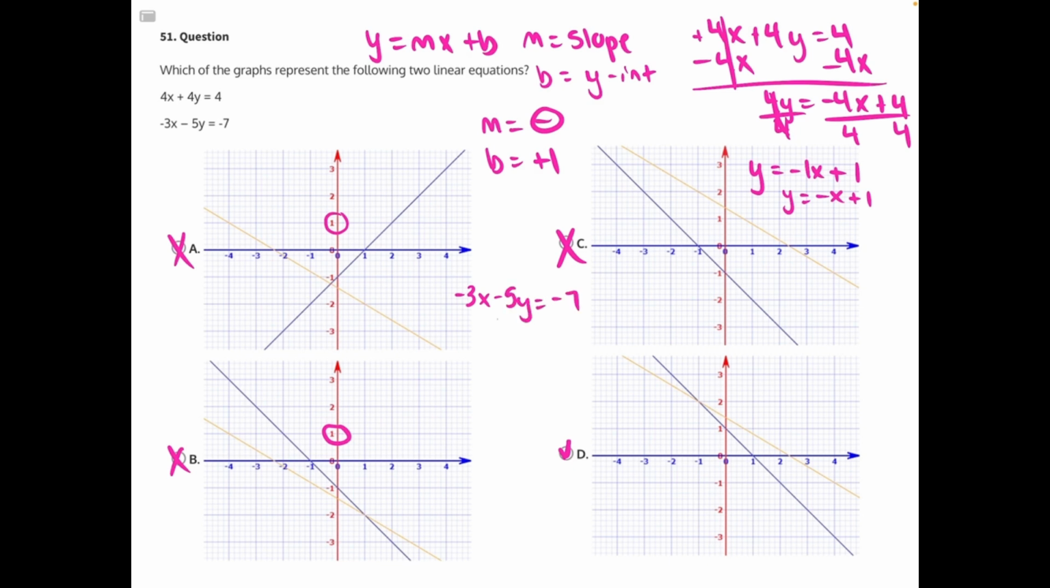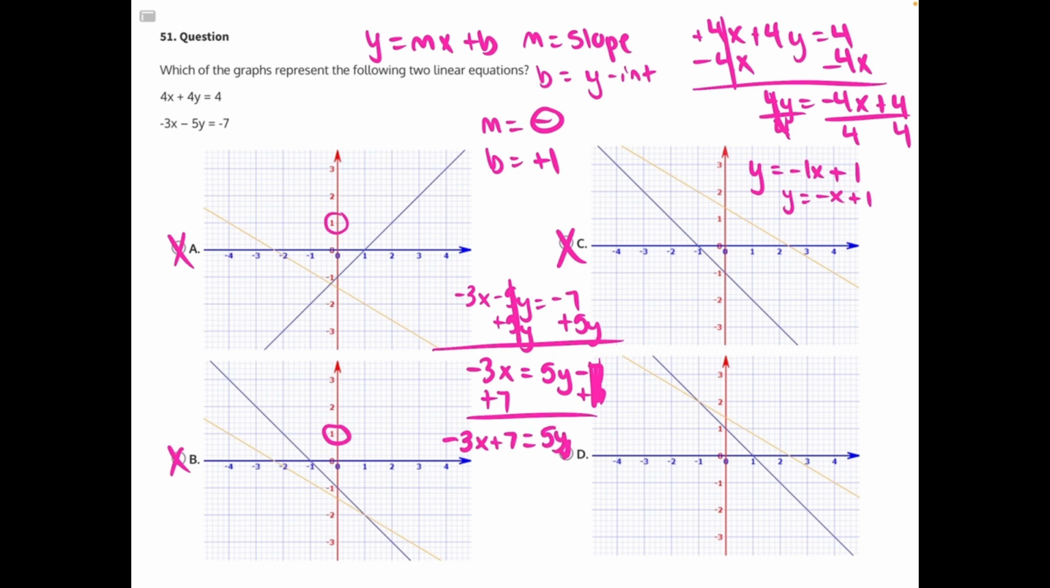Let's move y this time. So if 5y is being subtracted, we're going to add 5y to both sides. Opposite operations. Cancels. Negative 3x equals 5y minus 7. Now to isolate y, 7 is being subtracted from y, so we can add opposite operations to both sides. These will cancel, leaving us with negative 3x plus 7 equals 5y.